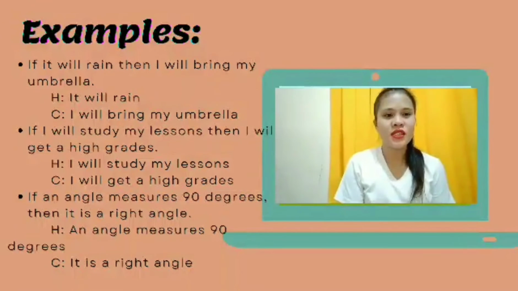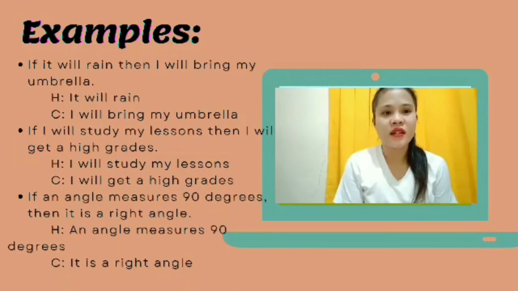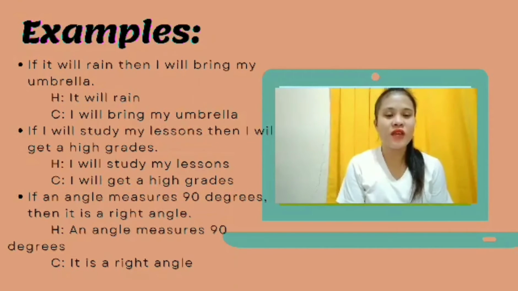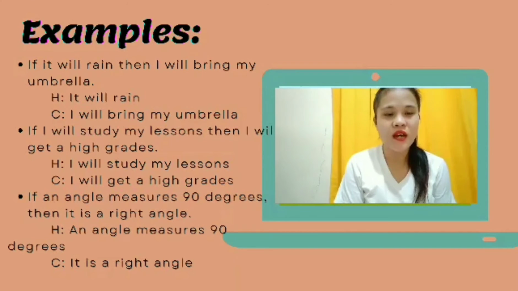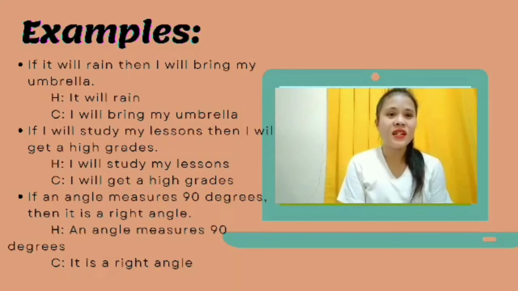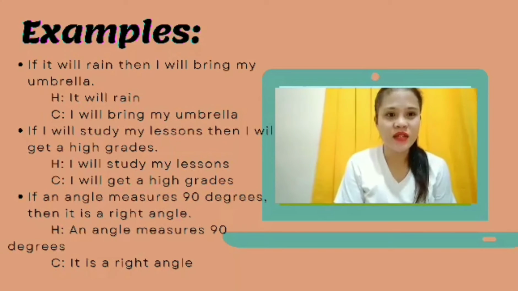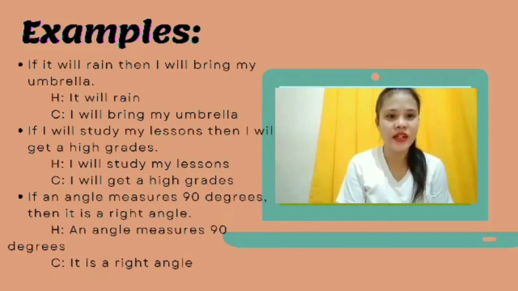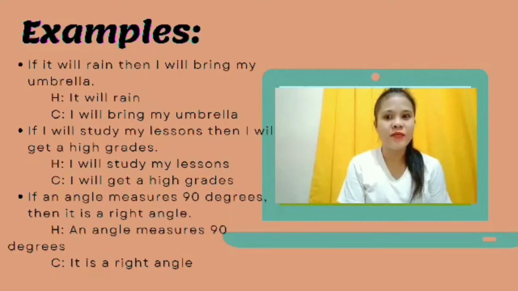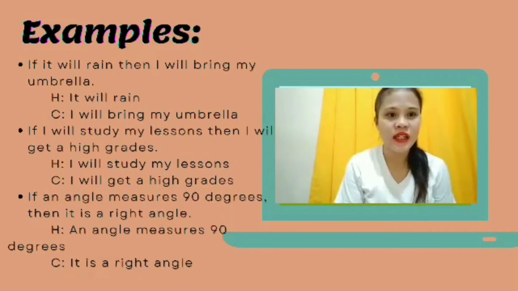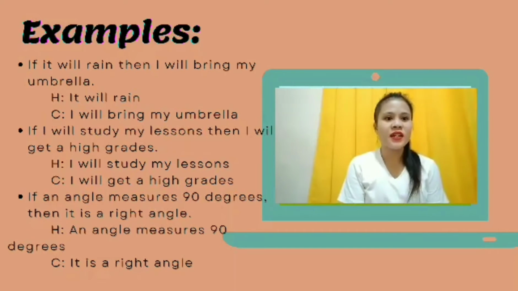Examples of conditional statement. First, if it will rain, then I will bring my umbrella. The hypothesis in that statement is it will rain. The conclusion, I will bring my umbrella. Next, if I will study my lesson, then I will get high grades. The hypothesis, I will study my lesson. Conclusion, I will get high grades. Last, if an angle measures 90 degrees, then it is a right angle. Hypothesis, an angle measures 90 degrees. Conclusion, it is a right angle.